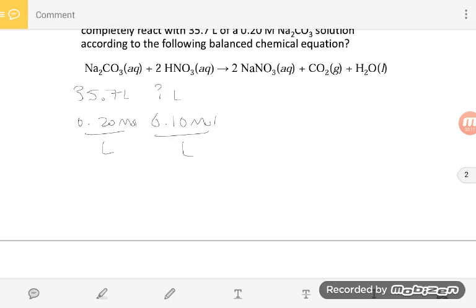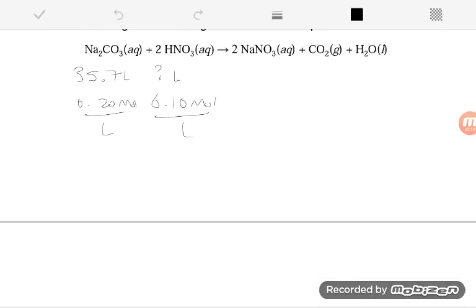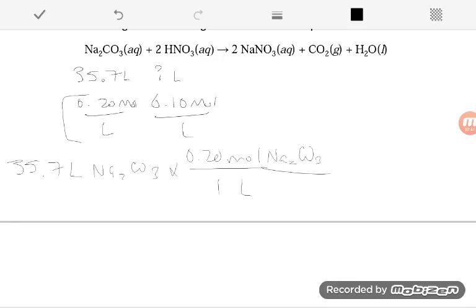Yep, we need my equation. There we go. So I have 35.7 liters of my sodium carbonate. So let's start there. I want to get rid of my liters and turn it into moles. That was step 1, and that's what my molarity does. For every 1 liter, I have 0.2 moles of the sodium carbonate. So now my liters cancel.